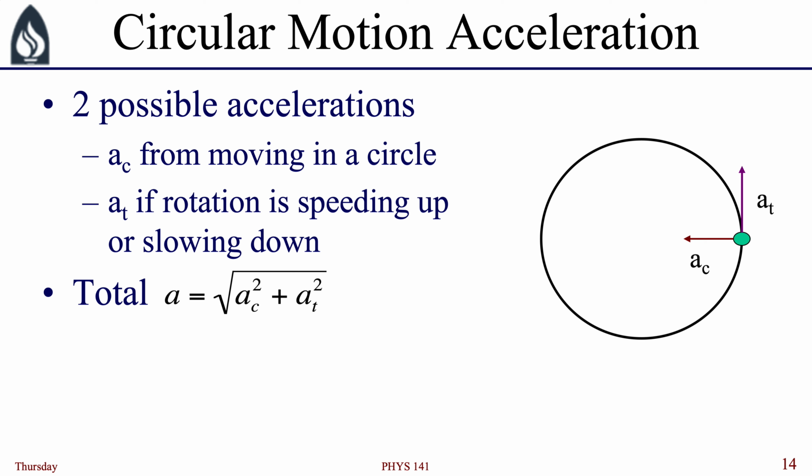Then if you need to find the total or net acceleration, since these two vectors are always perpendicular to each other, you can use the Pythagorean theorem in order to find the vector sum, or the magnitude of that vector sum.